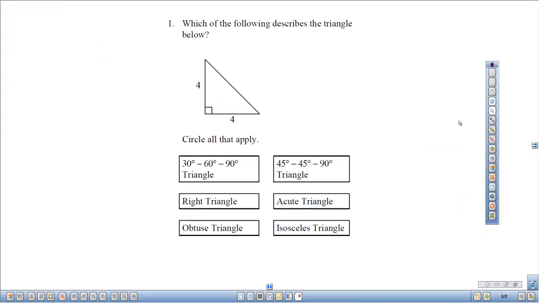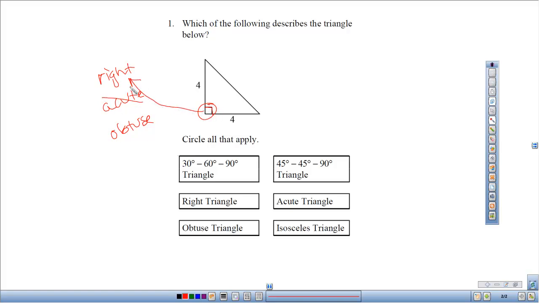Alright, here's problem number 1. It asks which of the following describes the triangle below, and then it gives us this triangle right here. A good thing for us to notice right off the bat is that it has a right angle. We know that triangles can be right triangles or acute triangles or obtuse. As soon as we see that right angle, we know that it is a right triangle. It can't be an obtuse triangle and it can't be an acute triangle. It is a right triangle.